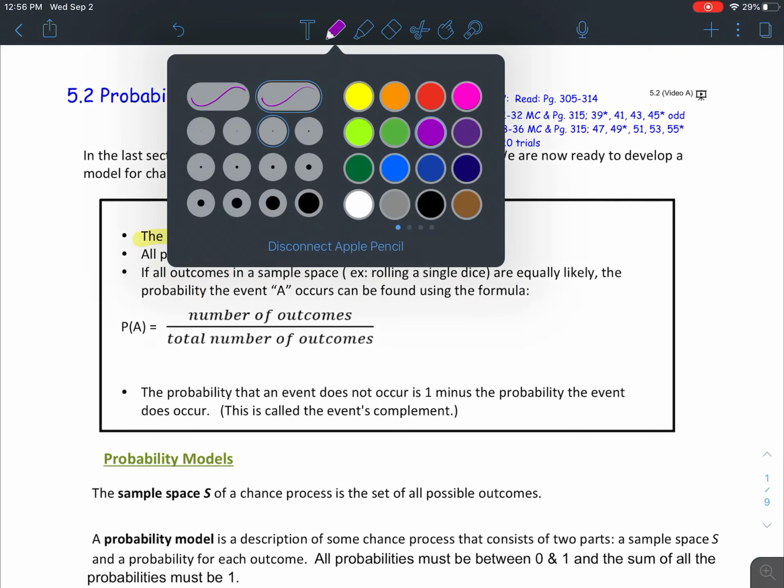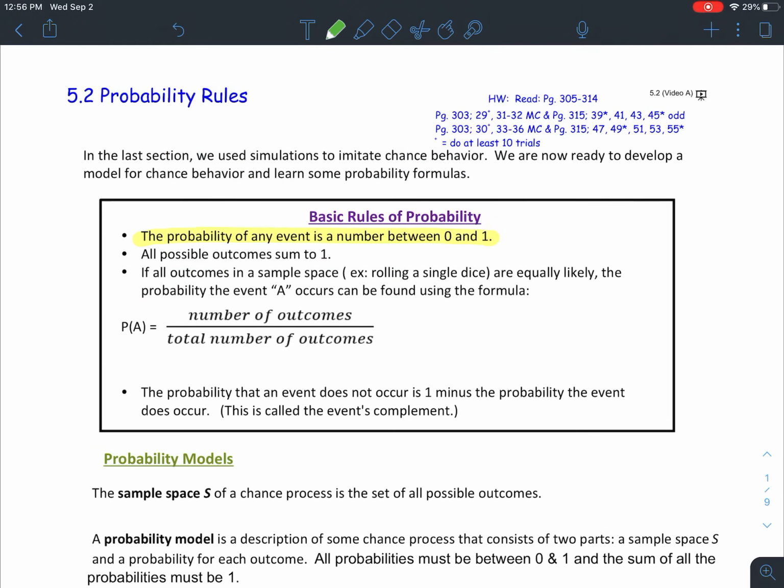For example, it's very likely that you are already aware that when we talk about probability, it's always some number that is between 0 and 1. Okay, probability is always a number between 0 and 1. And if you were to sum up all the probabilities for all of the possible outcomes, it should always total the number 1.